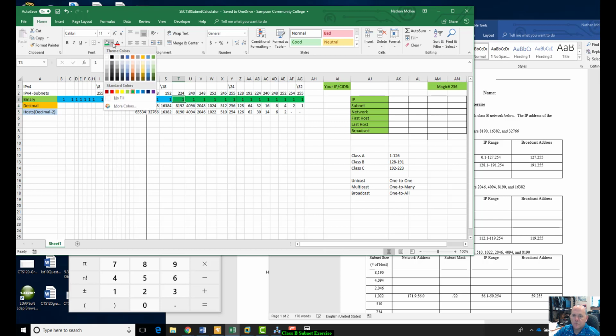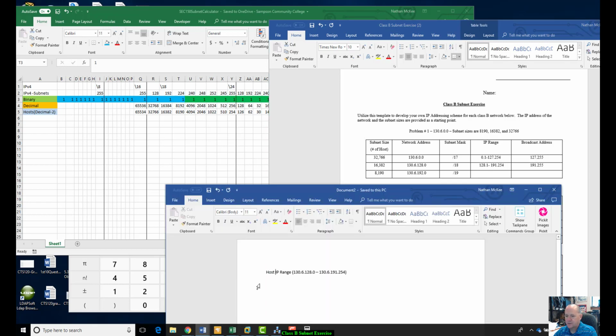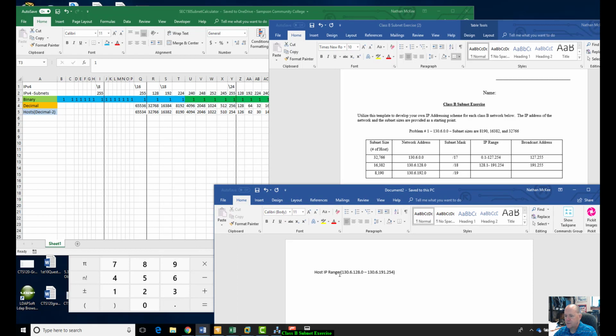So we'll extend out the network to a /19 for the subnet mask. All right, and the IP range is going to be here. I'll type it out. Take out this number. So our IP range is going to be 130.6.192.1. Host address now. 192.0 is our network address. Host address is the next one in line, so .1 through.